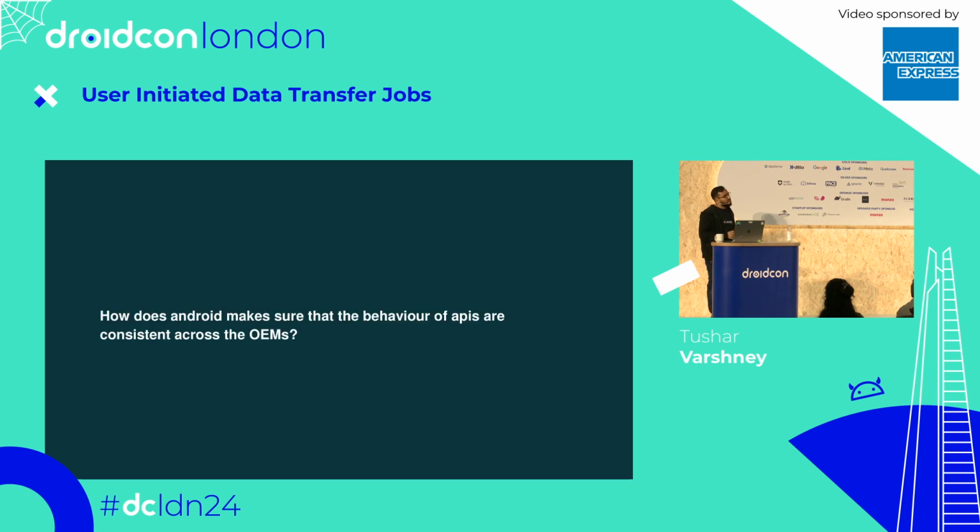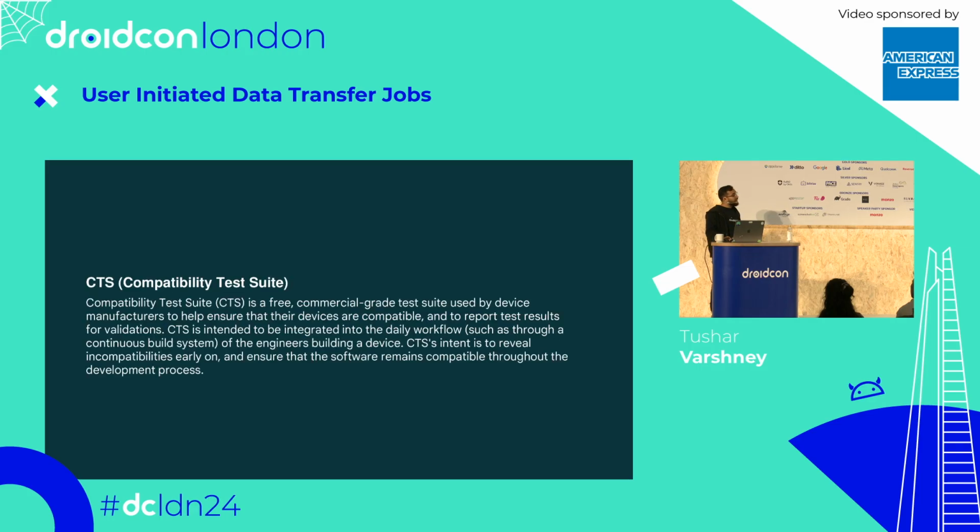Now, how does Android make sure that the work is consistent across the OEMs? We have CTS tests. CTS, or Compatibility Test Suite, tests are free, commercial-grade tests intended for device developers to integrate into their workflow. They can make sure that whatever changes they make to their devices adhere to the Android guidelines. It is a good way to make sure that your APIs are consistent.